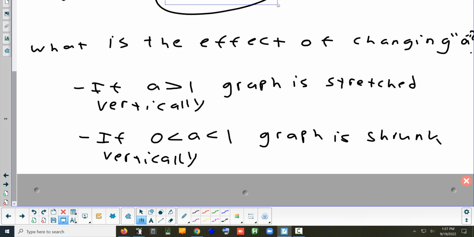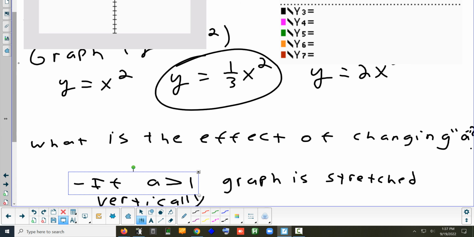Any question on that? And the bigger you make the number, the more stretch you get. So if you change the 2 to like a 7, you're going to get even more of a stretch. If you change it to a 50, it's going to be even more stretch.